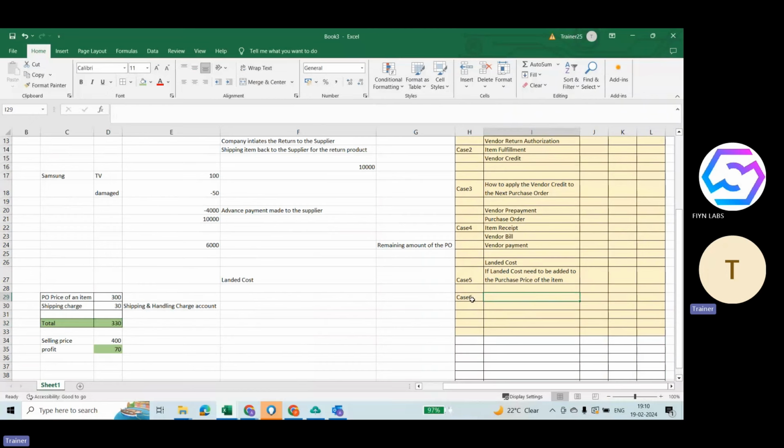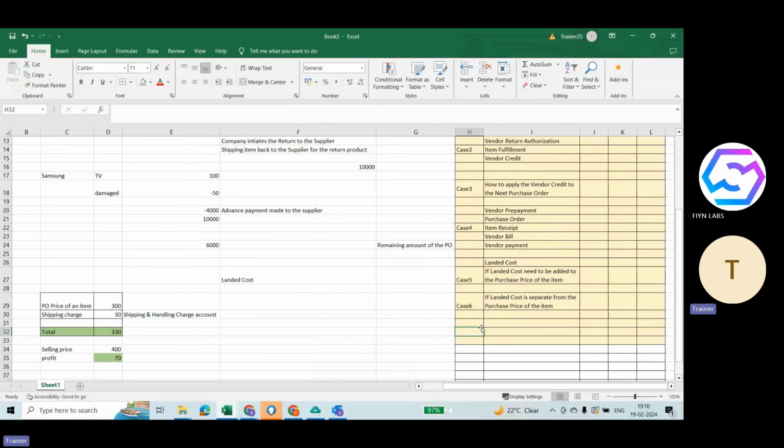Then you have the second scenario: landed cost is separate from the purchase price of the item. So it is completely handled differently. Here we will have a shipping and handling account, and there we capture that. Then you have scenario number three, and this is very interesting.